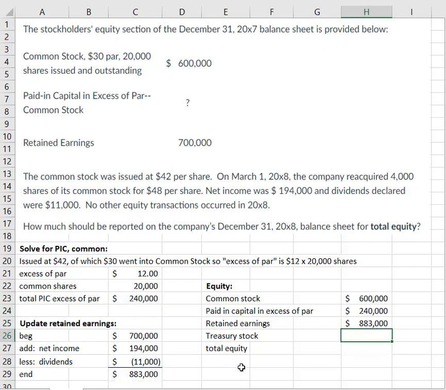And they did buy some treasury stock. They reacquired 4,000 shares at $48 a share. Treasury stock is negative equity. So that 4,000 times the $48 that they paid for it would reduce equity. So our new total equity would be the original common shares that didn't have a change, the $240,000 that we solved for, retained earnings updated for net income and the dividends declared, and then reduced for the treasury stock for the shares reacquired during the year on March 1st.